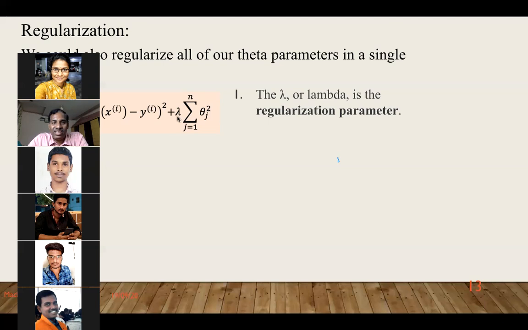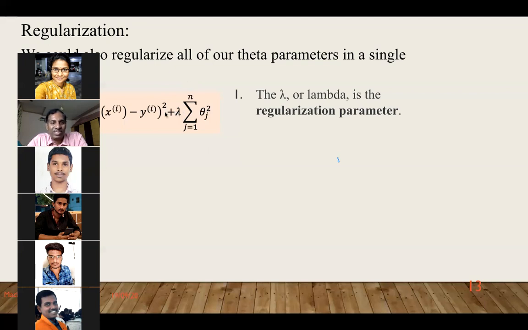Here they use lambda. Lambda is the regularization parameter. Like your learning parameter alpha, we use lambda here. If you increase lambda, then theta should be still smaller. If you decrease lambda, thetas can be a little bit larger. So it depends on how small you want the values. If you want smaller values, you increase lambda.